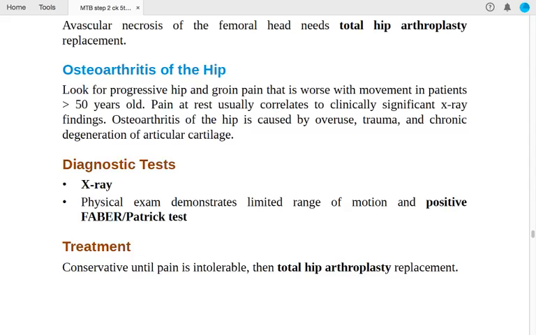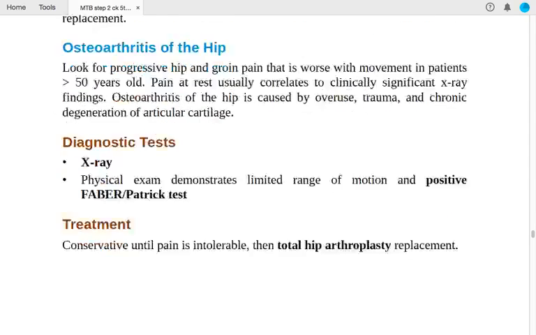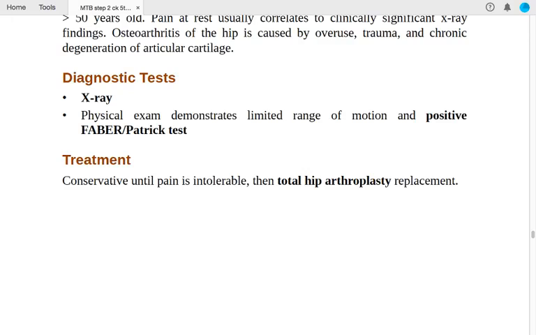And how are we going to diagnose these patients? First of all, we will do the X-ray, then we'll go for the physical examination itself, which shows limited range of motion and a positive Faber or Patrick test. We'll see the Faber test and Patrick test, but just to have an idea, you have to memorize that in an osteoarthritis patient on physical examination, you will find limited range of motion and a positive Patrick test.